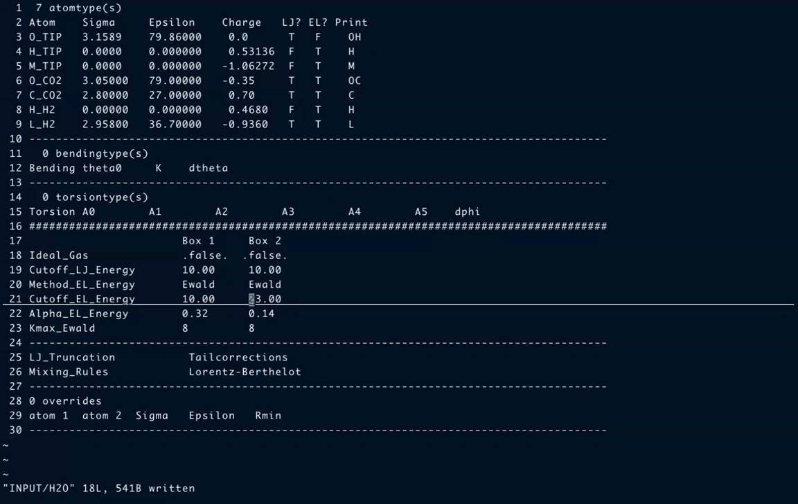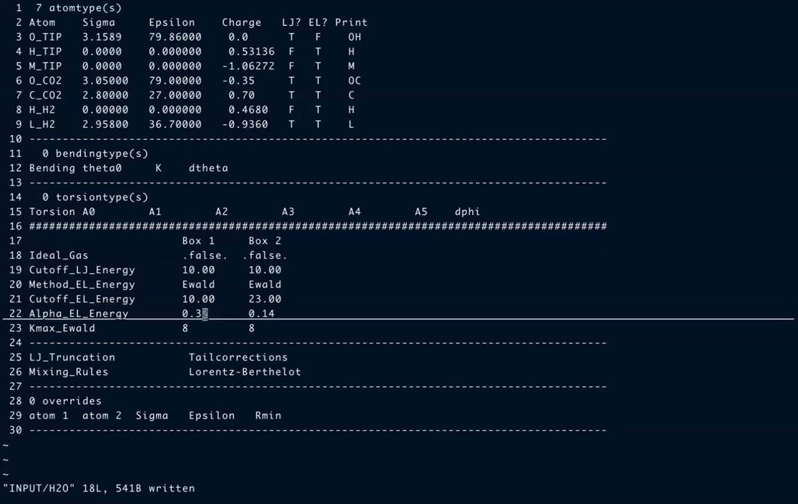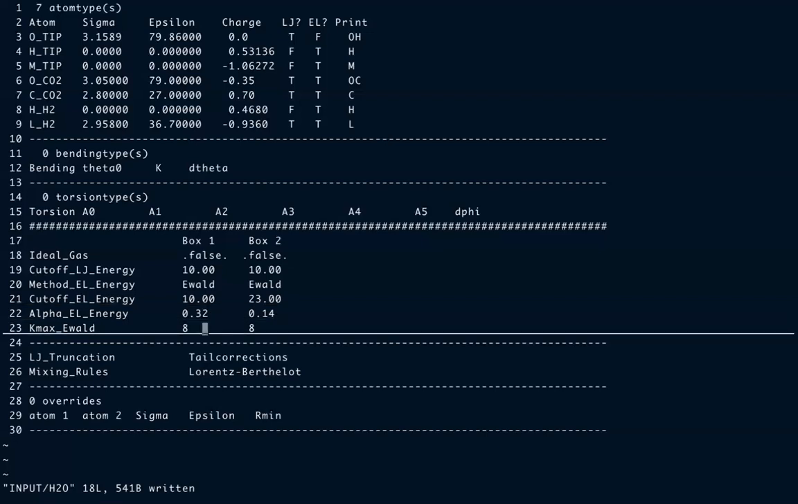But the important thing to notice here is that in the calculation of electrostatic energies, we are interested in the relative precision. And by choosing the cutoff, the alpha, and the Kmax with these values here, we ensure that the precision in the calculation of the electrostatic energies is of the order of 1e-6.